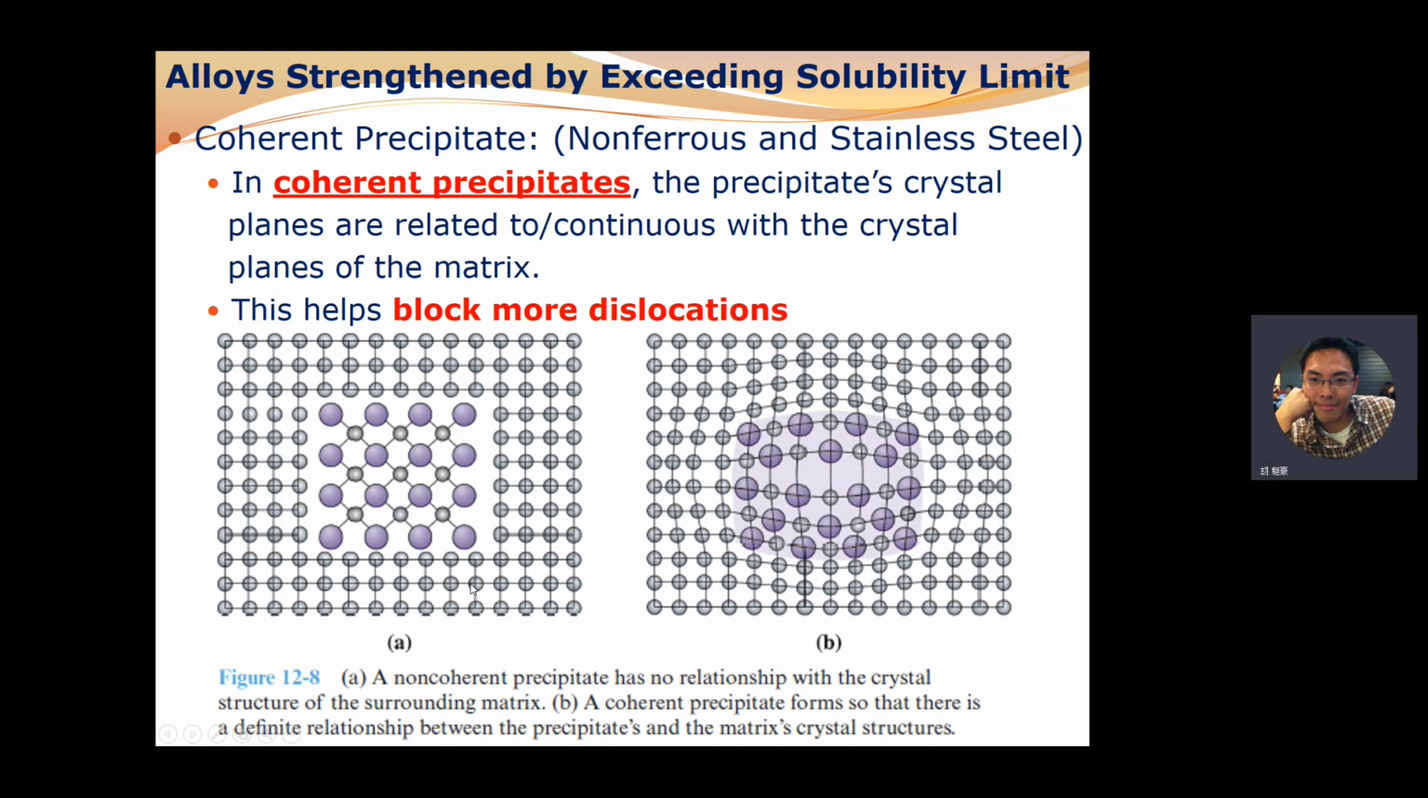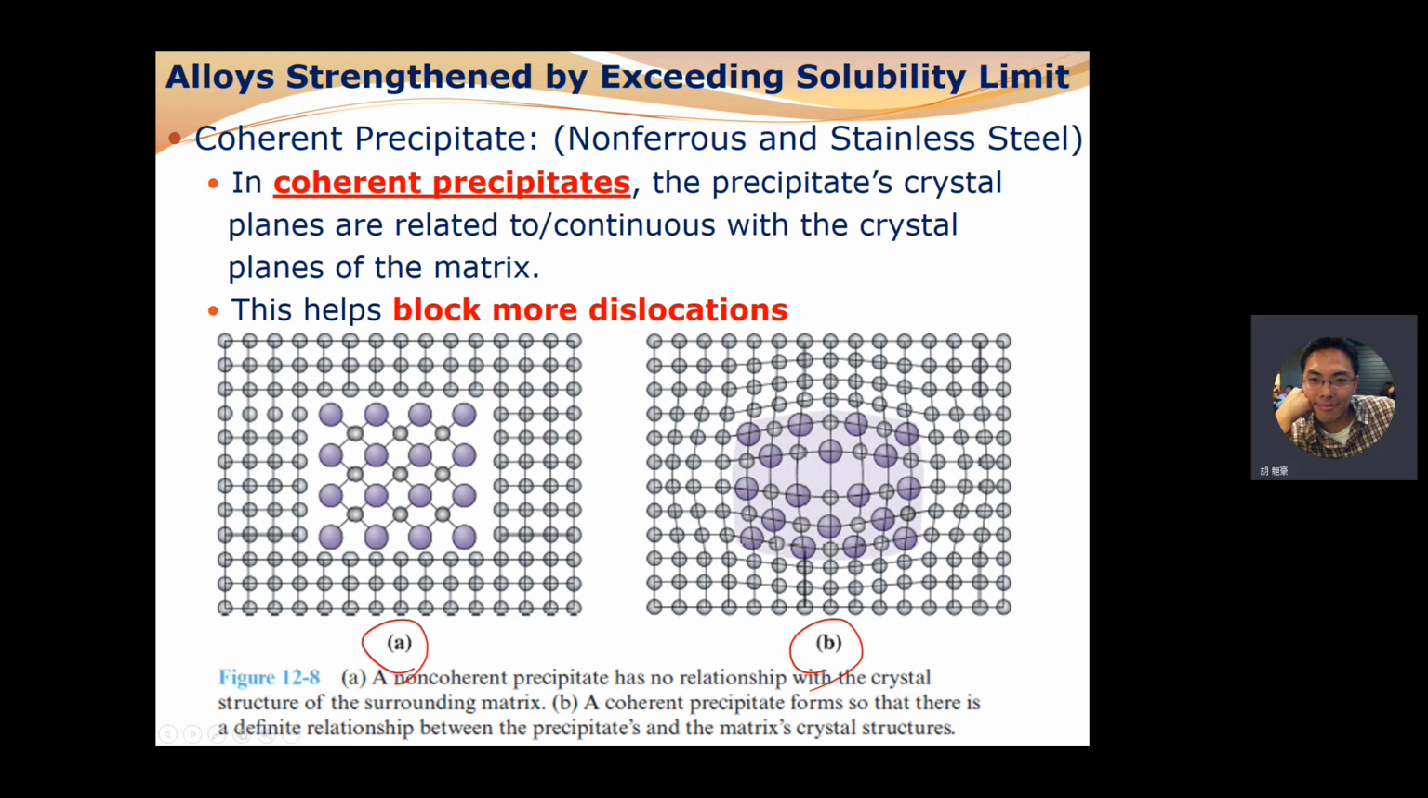Okay, therefore for figure A and B, which one is coherent? So what does coherent mean? What's the definition of coherence? Coherent precipitates, right? Those precipitates' crystal plane or lattice plane are correlated to or continuous with the crystal plane of the matrix.